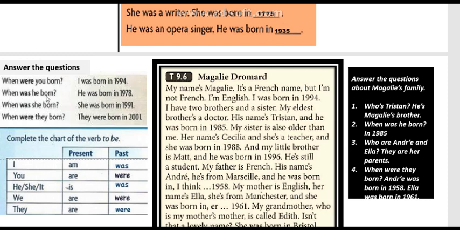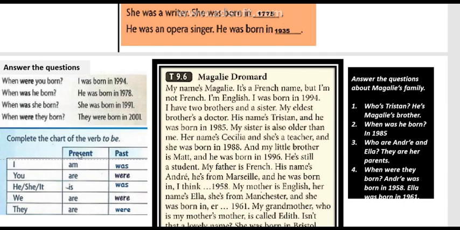When was he born? He was born in 1978. When was she born? She was born in 1991. When were they born? They were born in 2001. Here we put was because it's singular: I, he, she. Here we put were because it's they. Here we have they, so we put were.